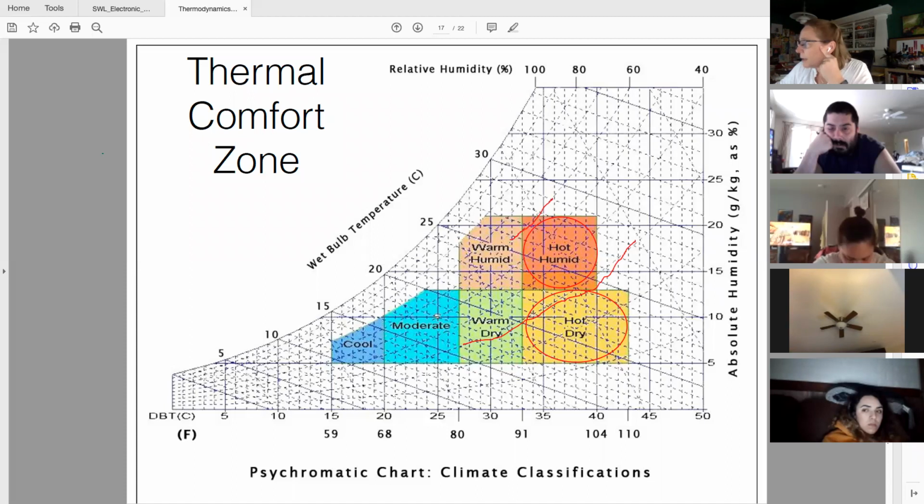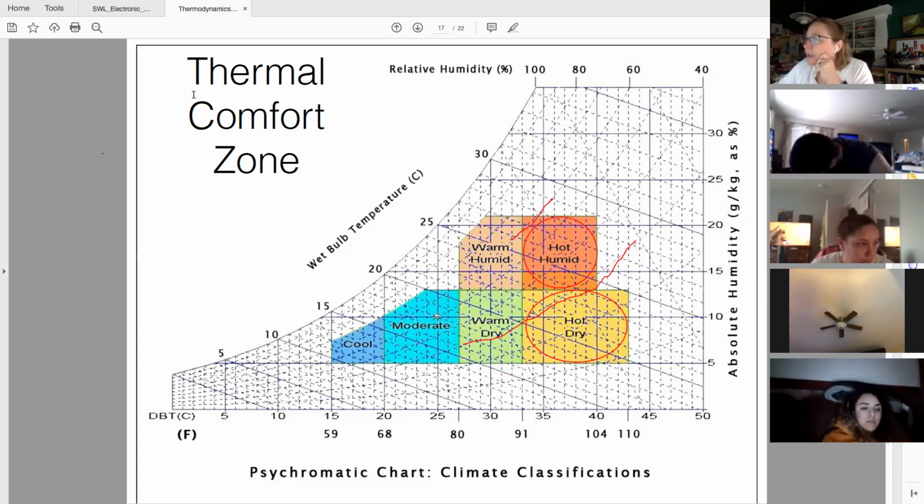Same thing, a little bit higher humidity, but a little less temperature is warm, humid. Losing the humidity, you start getting back into the dry zone. Moderate.